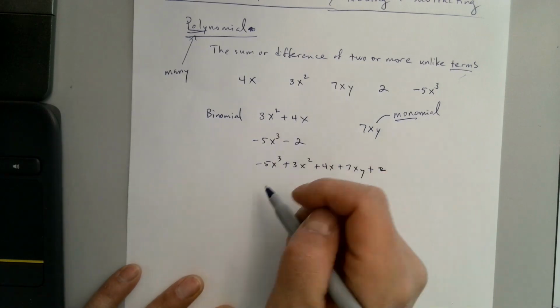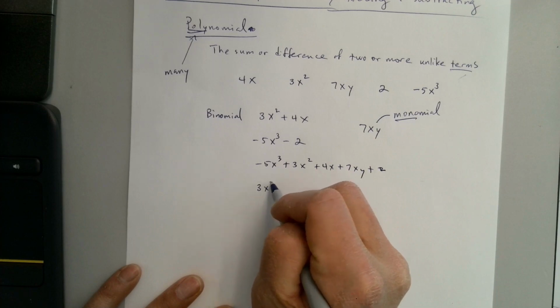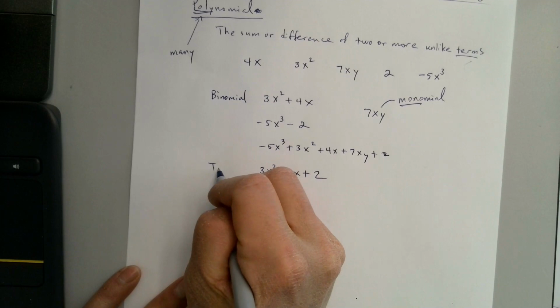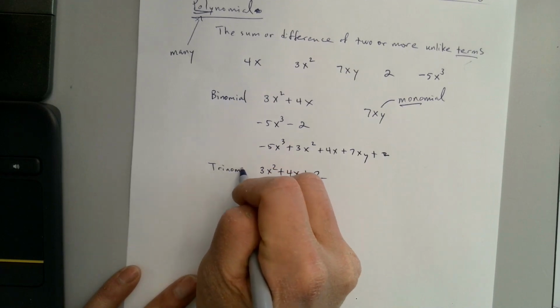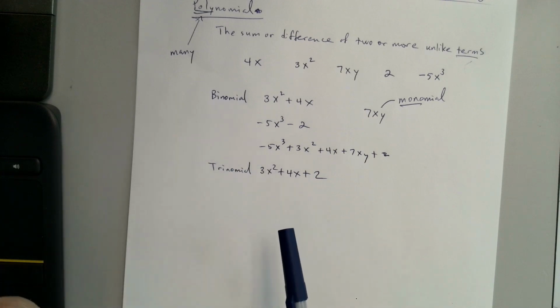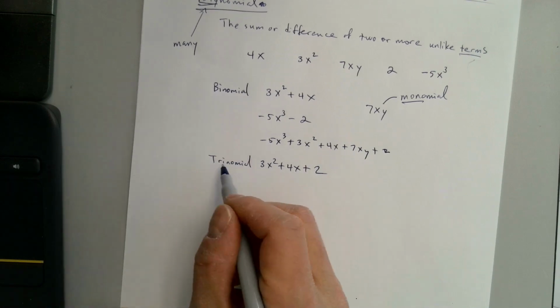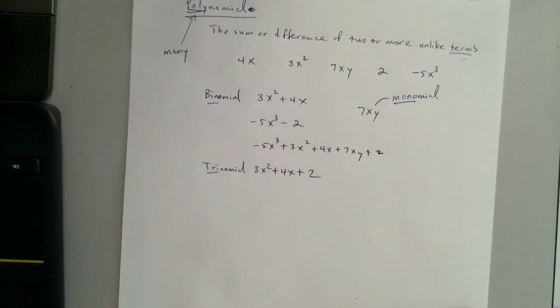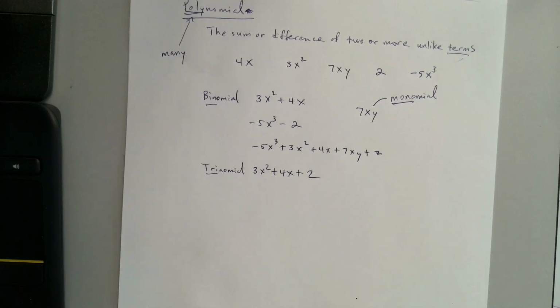If I have a polynomial with 3 terms, like this one, that is called a trinomial. And that's where the special names end. If I had 4 terms, there's no special name for that. Well, there's no special prefix for that, like tri or bi. We just call it a 4-term polynomial. 5 terms, 5-term polynomial, etc.